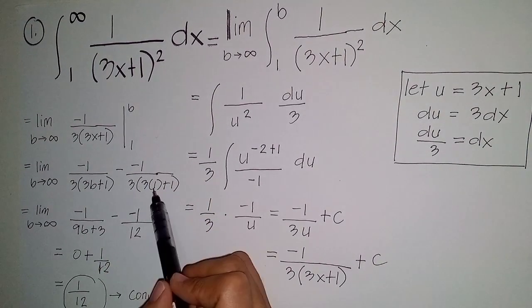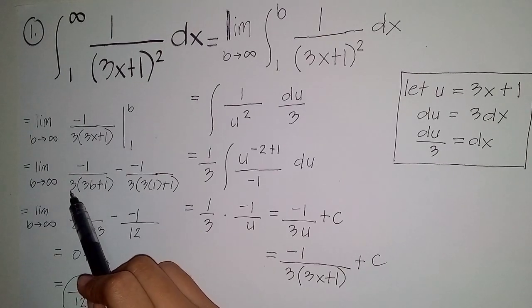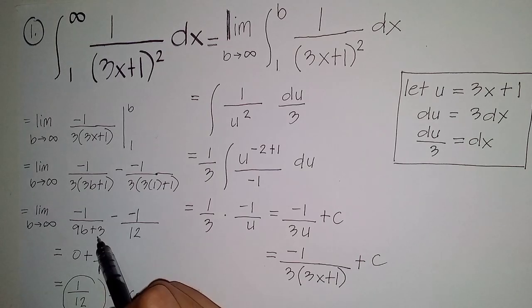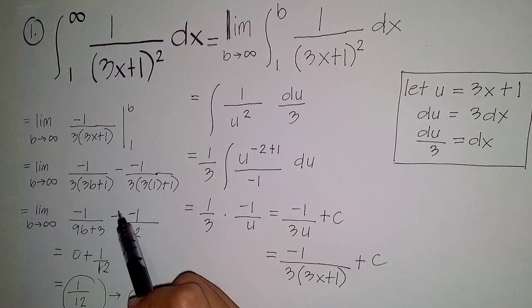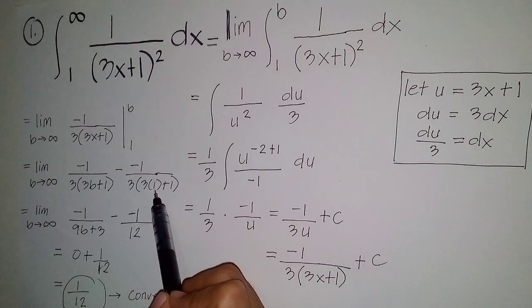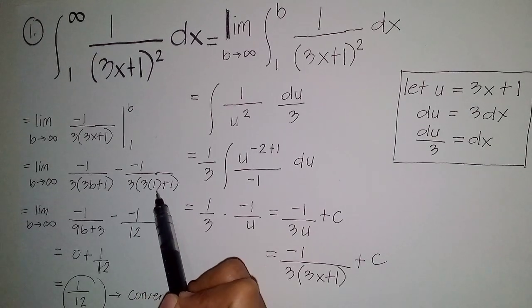So let us simplify this. -1 over 3 times 3b is equal to 9b. 3 times 1 is equal to 3. So 9b plus 3. And then copy -1 over 3 times 1 is equal to 3 plus 1 is equal to 4. So 3 times 4 is equal to 12.